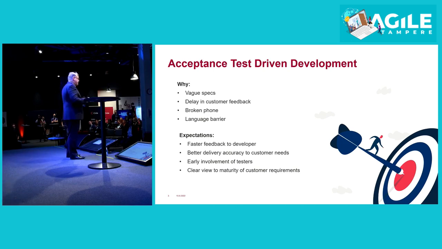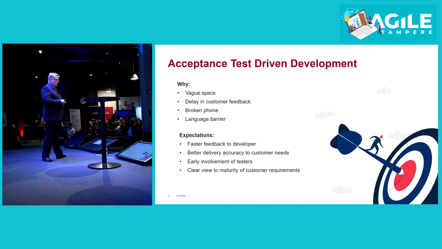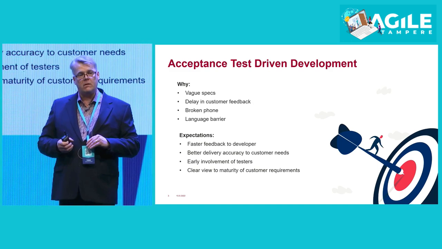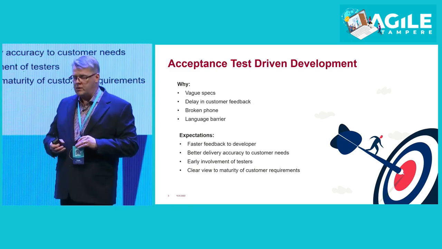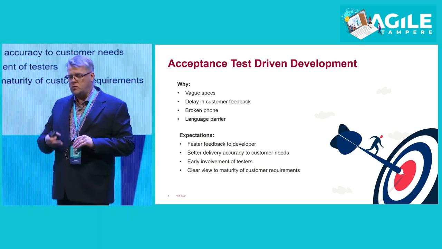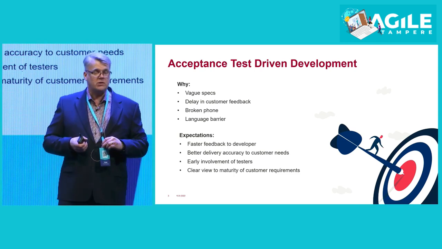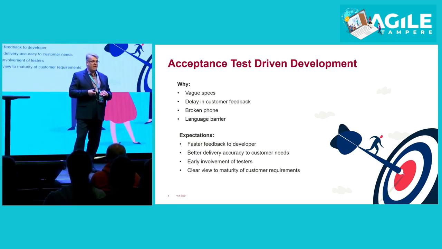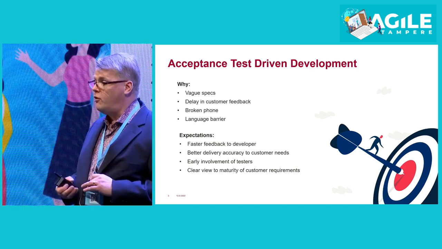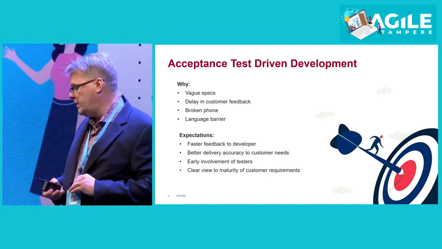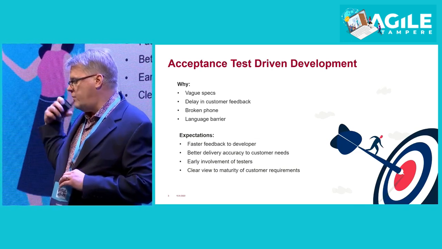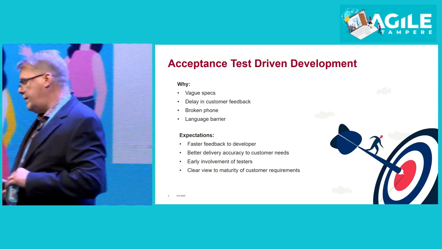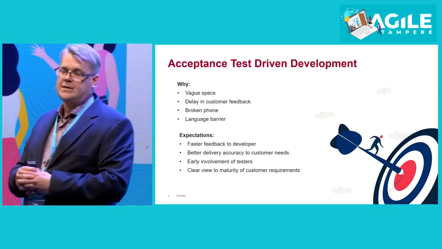Okay, what were our expectations? We expected that we were going to have much, much faster feedback from the customer on what they think about what we have delivered. And we thought that we were going to provide a much better product, in the sense that the delivery accuracy would be better, so they get what they really wanted and needed the first time. Also, we had this early involvement of our test engineers.